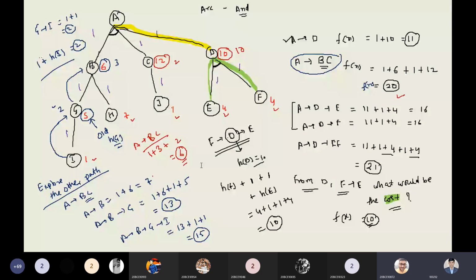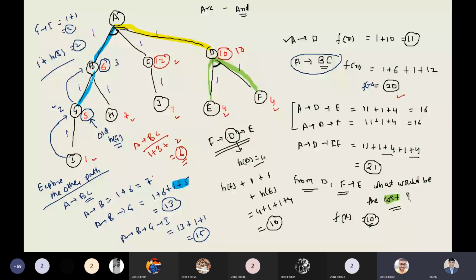Is it true? Now I'm exploring this path. Okay, let me explore the other path. Now, let me change to a different color. First, I'm moving to A to B in this path. So B to G would be 1 plus 5, that would be 6. I've already calculated this one. B to G would be 5 plus 1, that would be 6, and B to H would be 7 plus 1, that would be 8. Am I right?